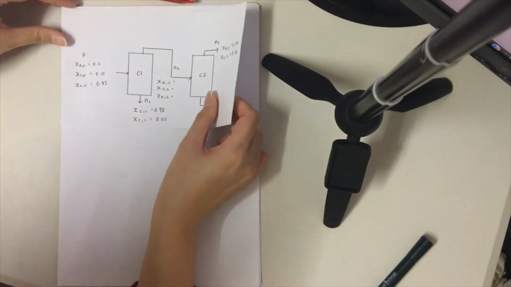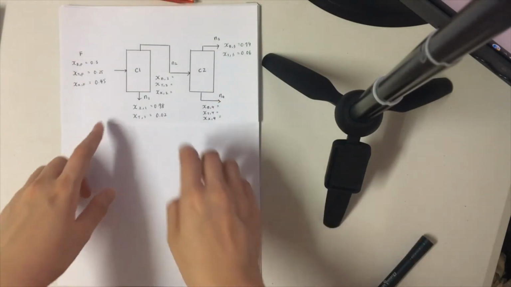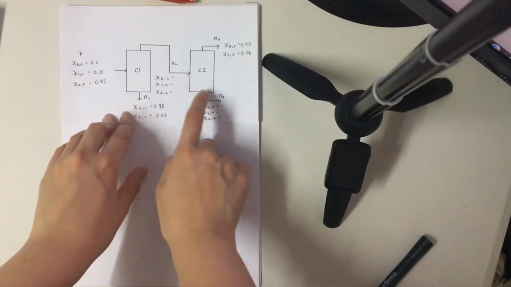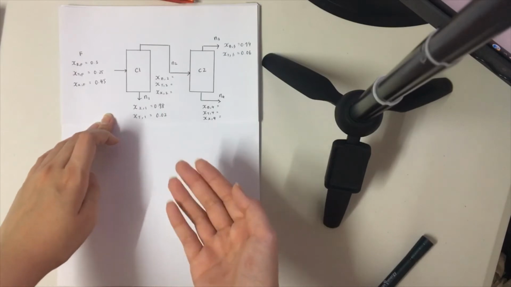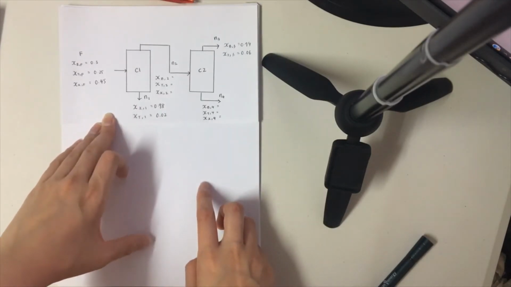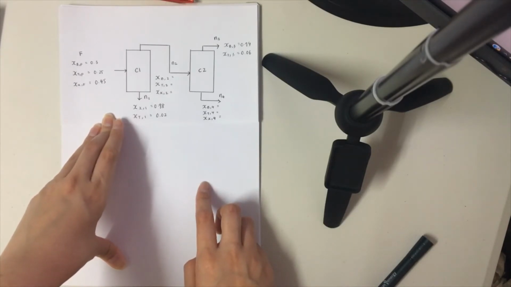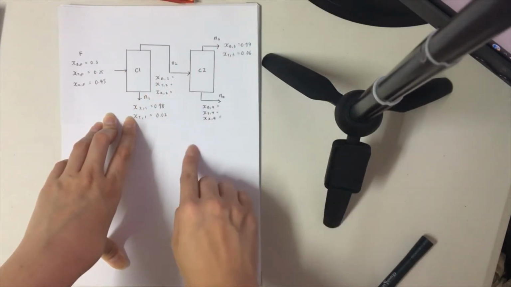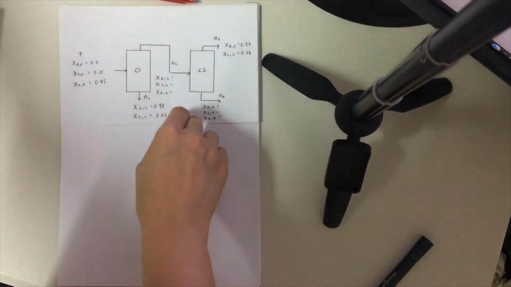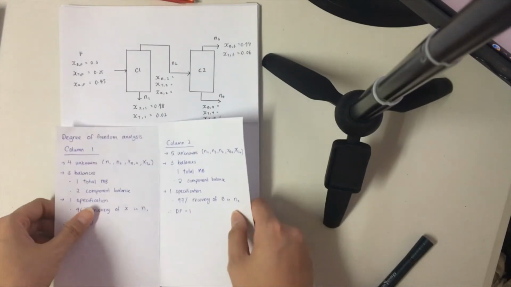So this is a multiple unit system, meaning you have two processing units in one process here. So how do you know which one you should solve first? Very simple. We can perform a degree of freedom analysis for column 1 and column 2. We can check which one has a degree of freedom of 0, and we will start with the one with 0 first. I have already prepared it here.